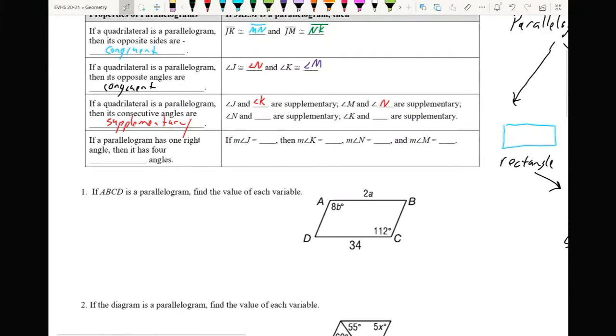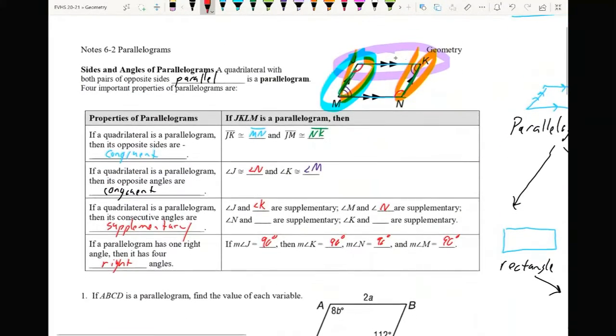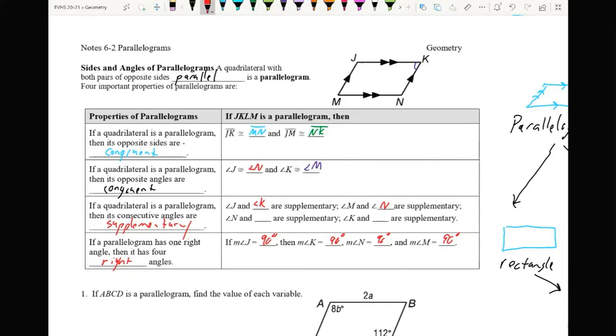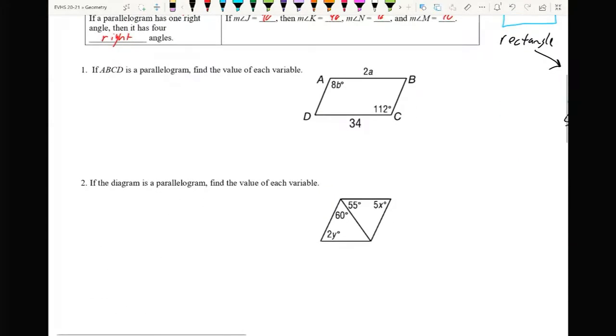Okay, if a parallelogram has one right angle, then it has 4 right angles. So if one angle is right, then the rest are right. So if angle J is 90 degrees, then the rest are also 90 degrees. And the reason for that, I know this isn't 90, but if J was 90 degrees, again, big if, we know that opposite angles are congruent, so that would also have to be 90. And we know that consecutive angles have to add to be 180. So 90 plus 90 would equal 180, and then therefore this one's also 90. That's where that comes from. So if you have one right angle, then you have all right angles.